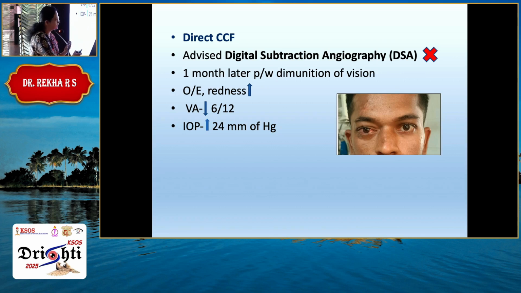But due to financial constraints, the patient did not turn up. One month later, he presented with diminution of vision of the eye, with increase in redness. At that time, the vision had dropped to 6/12 and the intraocular pressure had increased to 24 millimeters of mercury.